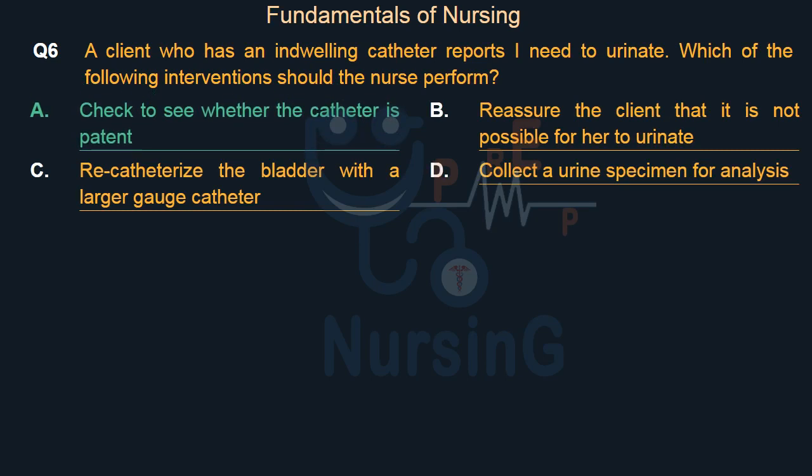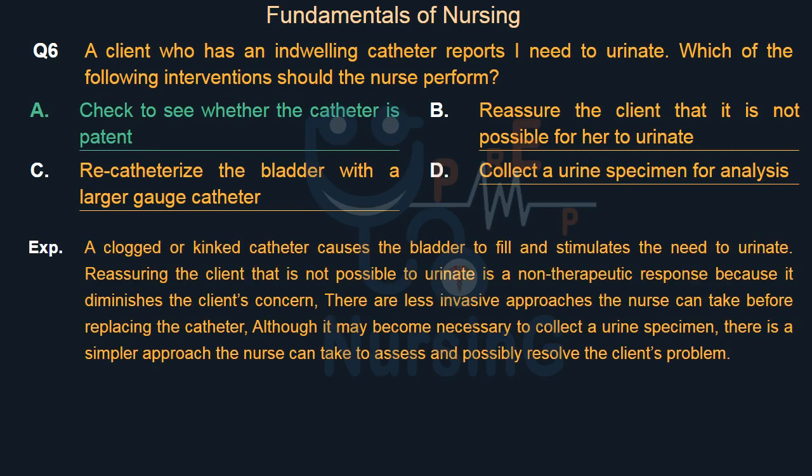Check to see whether the catheter is patent. A clogged or kinked catheter causes the bladder to fill and stimulates the need to urinate. Reassuring the client that it is not possible to urinate is a non-therapeutic response because it diminishes the client's concern. Option 2. There are less invasive approaches the nurse can take before replacing the catheter.